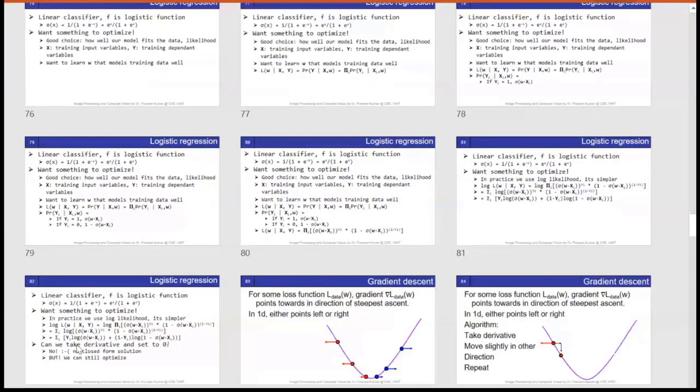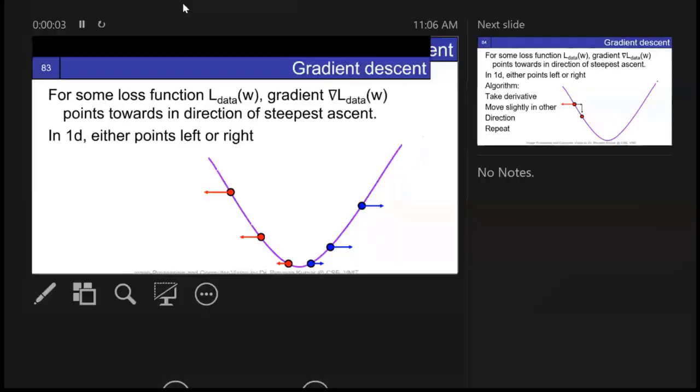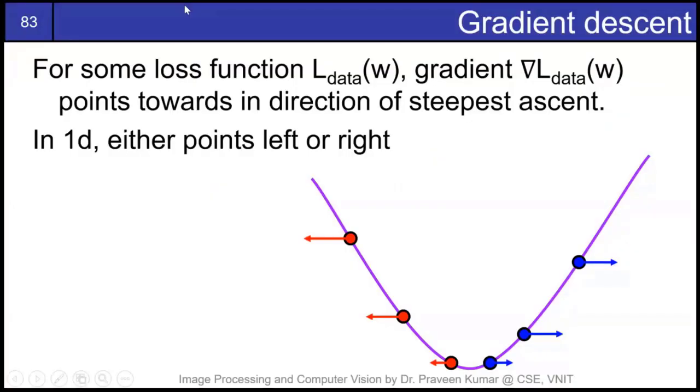You can take the derivative and try an analytical solution, but for this function you won't get a closed form solution, because the sigmoid function is a nonlinear exponential function inside the summation. Unfortunately, there is no known analytical solution. But the good thing is that this function is a convex function, so we can go for an iterative optimization method like gradient descent.